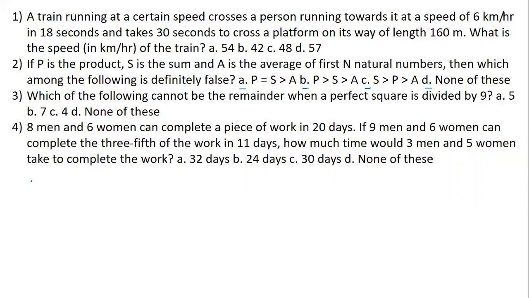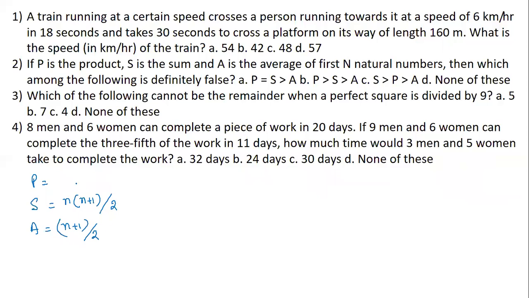Now you know that P is basically the product. Let's say there are n natural numbers, so that would be n1 into n2 into n3 and all these things. You can write the numbers in any format. There is no hard and fast rule. Next you have P, and then you have S, and then you have A. The sum of the first n natural numbers, you know the formula is quite popular, n into n plus 1 by 2, and the average would be n into n plus 1 by 2 by n, which is basically n plus 1 by 2.